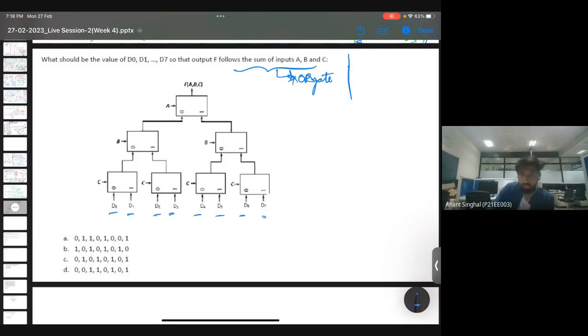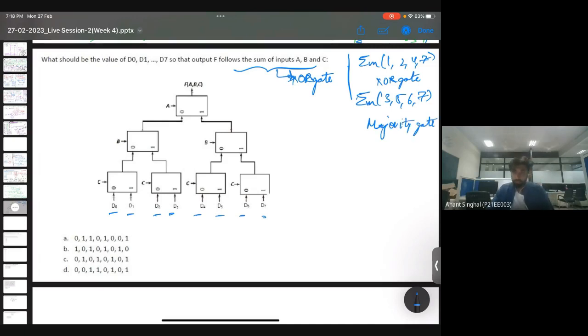I have told you a few shortcuts in the previous session also. We know that summation of minterms 1, 2, 4, 7 is nothing but an XOR gate. Then I also told you that summation of 3, 5, 6, 7 is a majority gate. Majority gate is AB plus BC plus AC. XOR gate we already know is A XOR B XOR C. So you need to calculate functions such that it is giving A XOR B XOR C. We need to check for all the options.